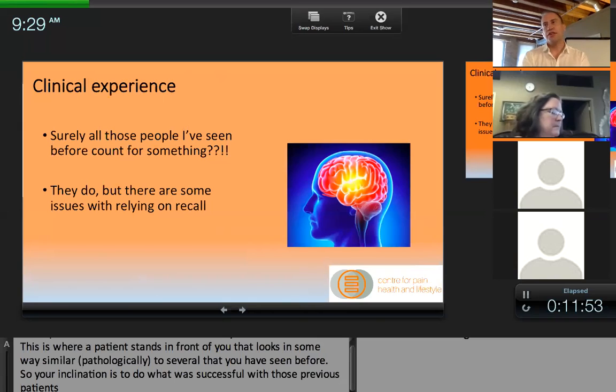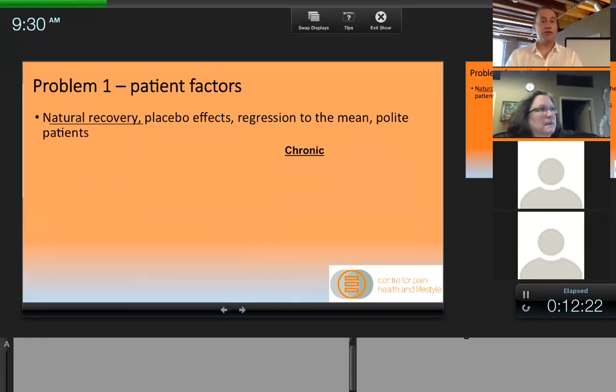Okay, so again, what is it about this sort of information? What we're talking about here is your memory of previous experience. You've got this patient standing in front of you, you've seen this sort of thing before, you've treated them, something's happened. So what's the issue with just using that information? There's a couple of issues with it. And first has to do with the patients.